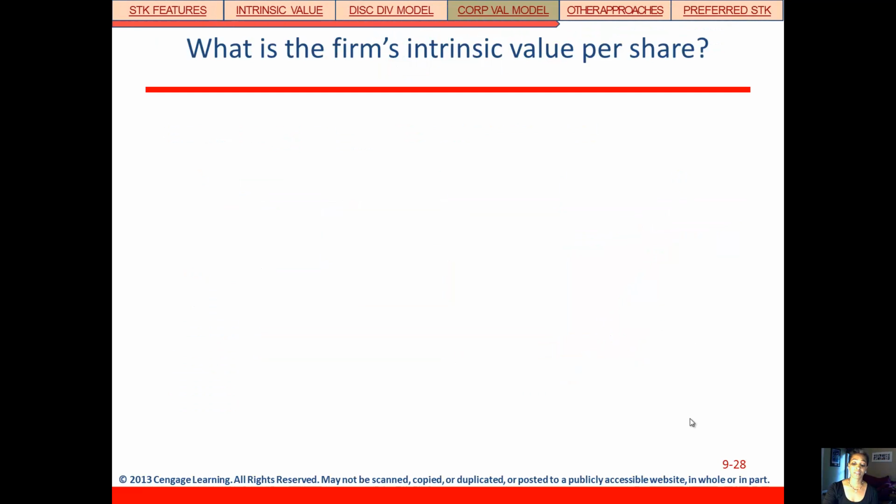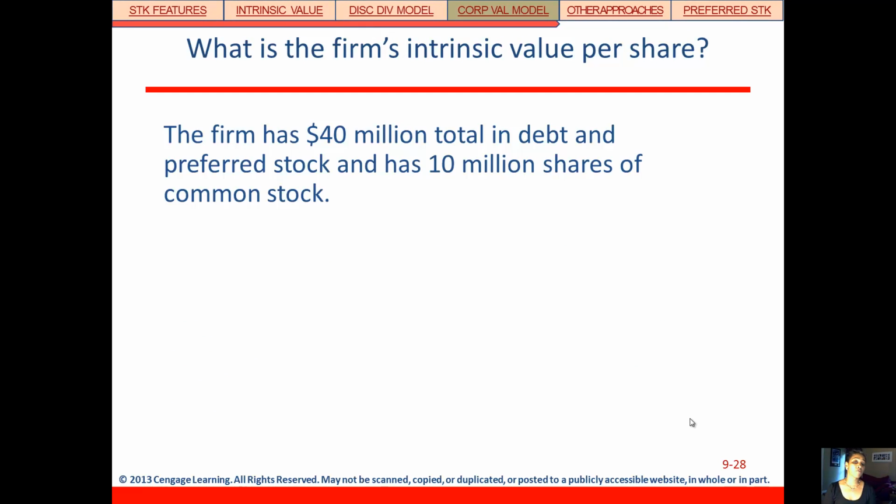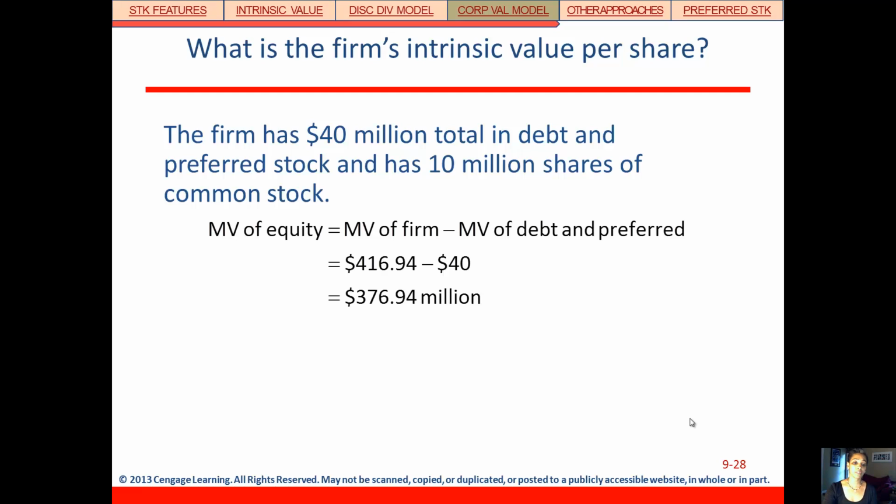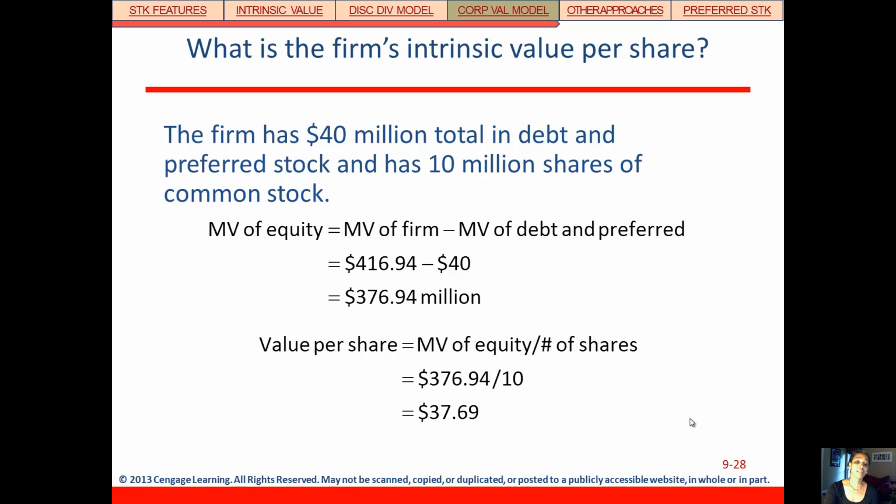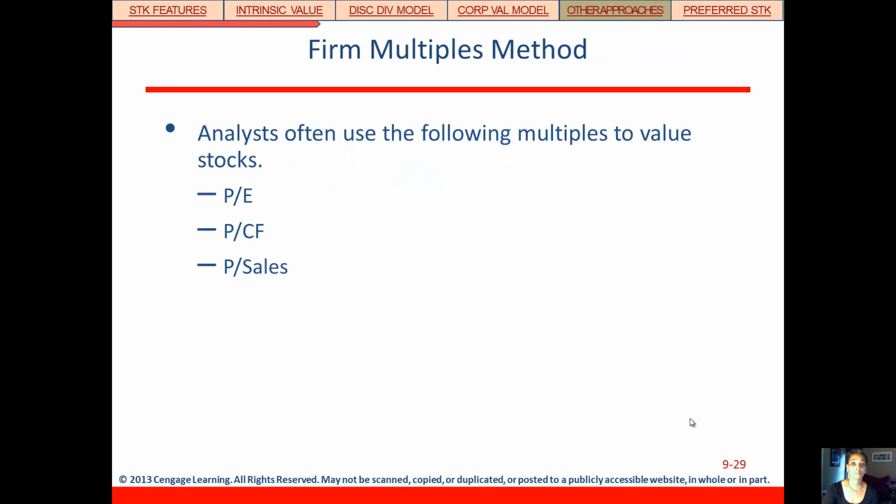So now what's the intrinsic value per share? Well, if they've got $40 million in debt and preferred stock, and 10 million shares of common stock, I'm going to subtract off that $40 million from the market value that we found, and that gives me $376.94. If I divide that by 10 million, because that market value is in millions also, now I have a share price of $37.69 as my intrinsic value using the corporate valuation model.